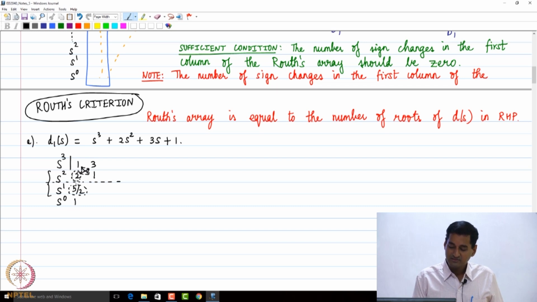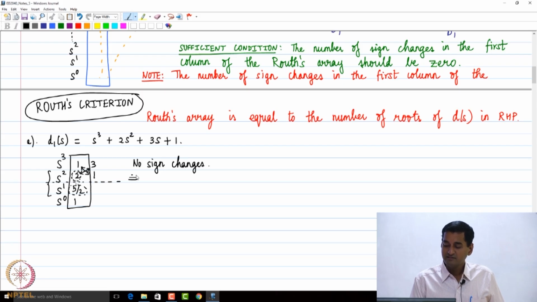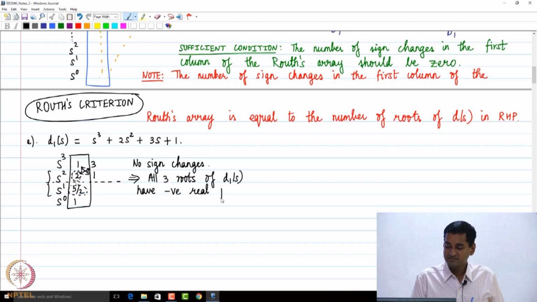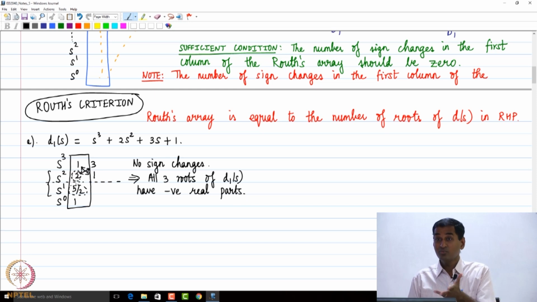So now let's look at the first column of the Routh's array. What can we observe? No sign changes, because one can observe that all entries are positive. So this implies that all three roots of d1 of s have negative real parts. I hope it's clear how we applied it here.